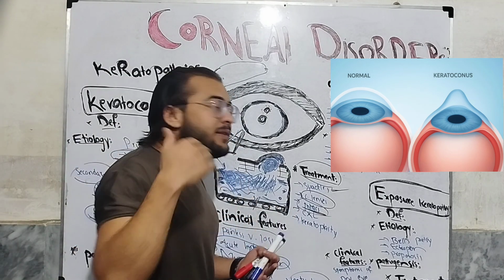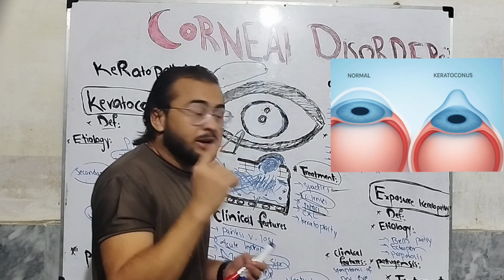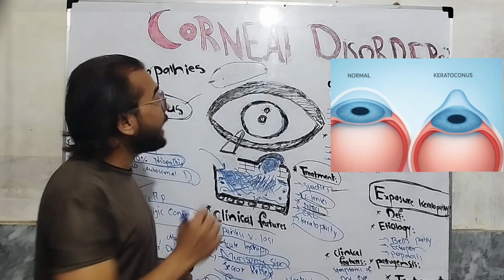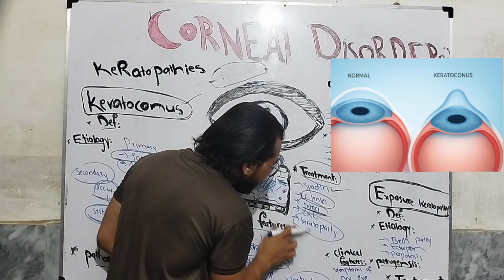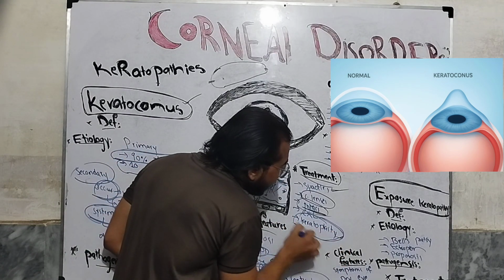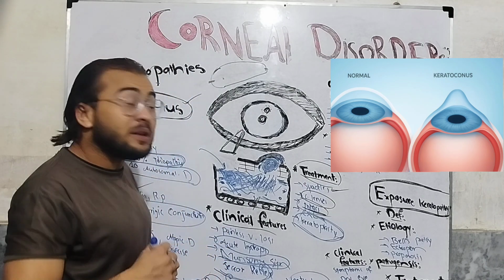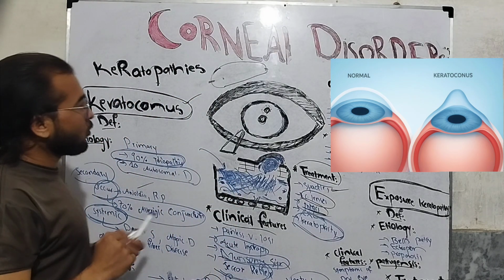And the last remedy, as I discussed in every lecture, the last remedy with us in corneal disease is keratoplasty. We have to replace the entire cornea. The full-thickness corneal transplantation is called penetrating keratoplasty. So it is the last remedy with us. Now this was about keratoconus.